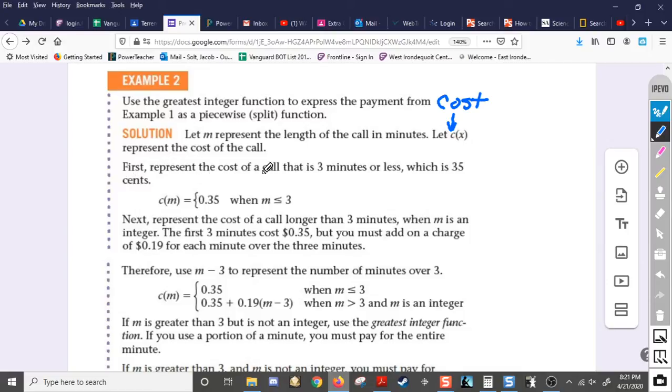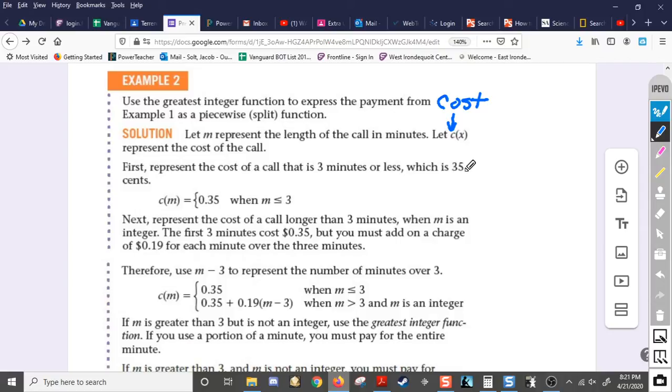First, we're going to represent the cost of a call that's 3 minutes or less, which is 35 cents. So the cost, C of m, is going to be 35 cents whenever m is less than or equal to 3. Remember, they're going to charge you that 35 cents for the first 3 minutes. If you talk for 30 seconds, they're still going to charge you that 35 cents. They're not going to let you pay for just a portion of this.